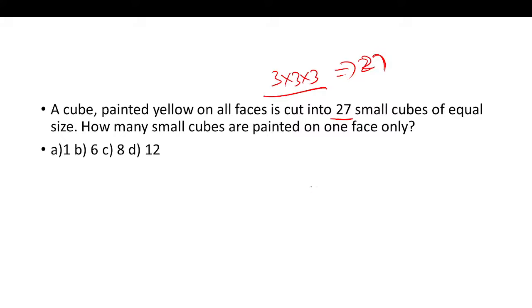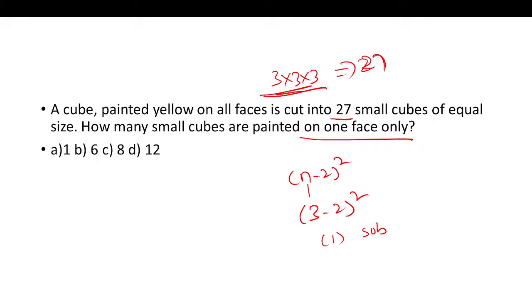I told you the logic also in my previous video. The number of cubes with only one face painted is n minus 2 whole square. What is the n value? The number of cuts, how many here? 3 cuts are there. So 3 minus 2 whole square is 1 cube. So totally how many faces are there? 6 faces. So the total answer is 6 cubes.